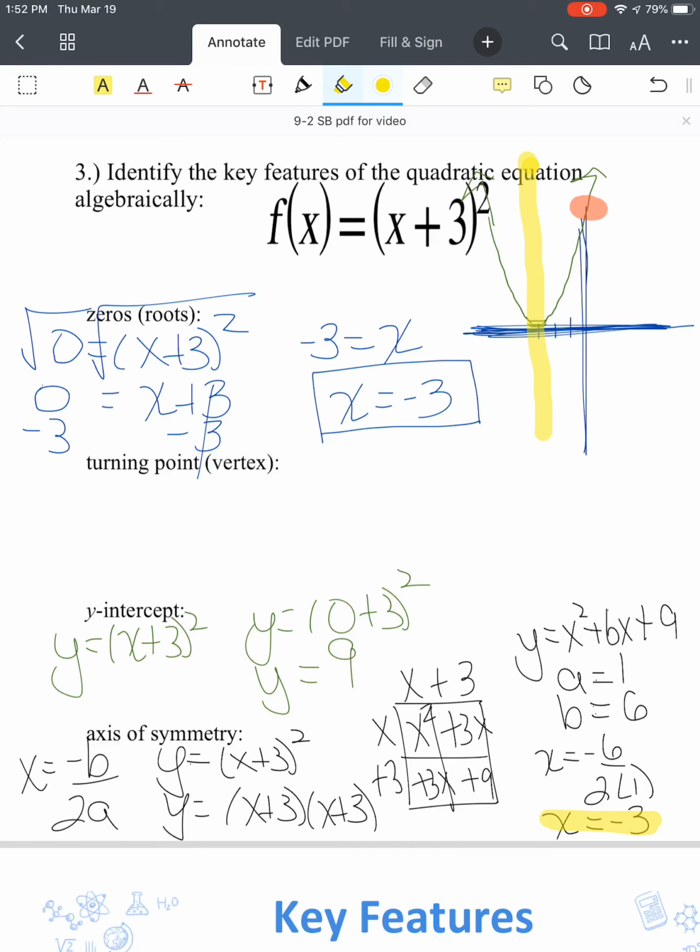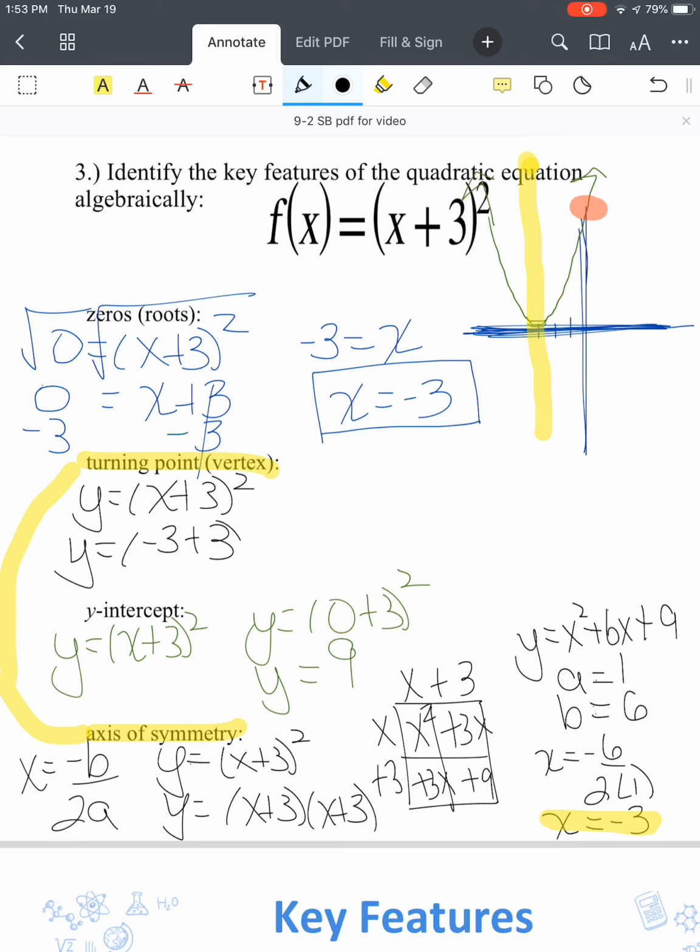One more part. Let's do the vertex. For the vertex, we need this x equals negative 3 from our axis of symmetry. Remember, these go together, hand in hand. So I'm going to put negative 3 in every time I see x. So we have y equals (x plus 3) squared. I always like to go back to the original. Y equals (negative 3 plus 3) squared. So y does equal 0 in this case. So my turning point is (negative 3, 0).